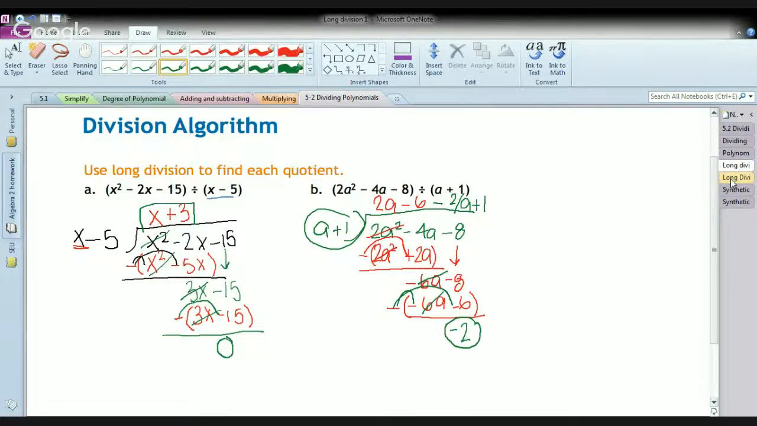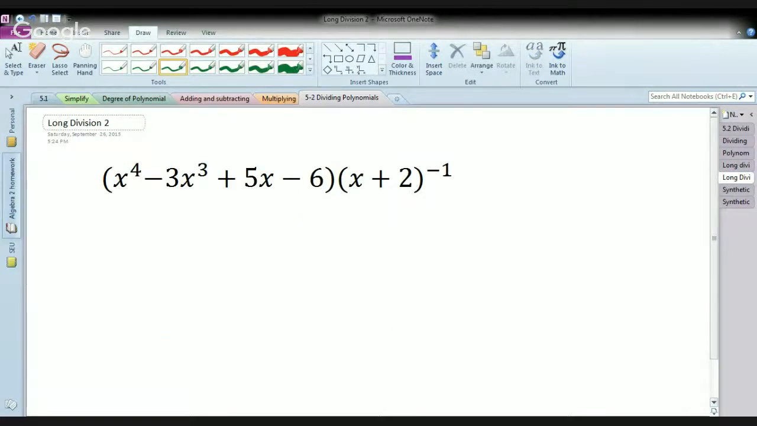Okay, so that was long division. I'm going to do one more with long division. So this is a different way to write it, but it's asking us the same exact question. So we're going to set it up exactly the same way. So I'm going to say x plus 2.